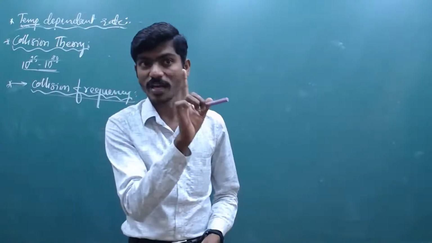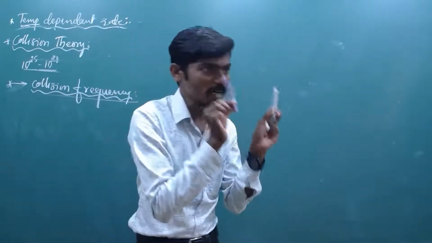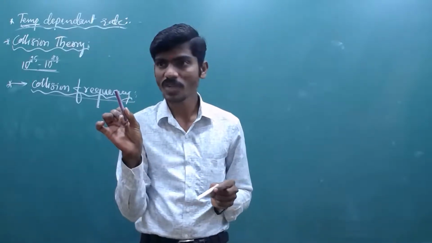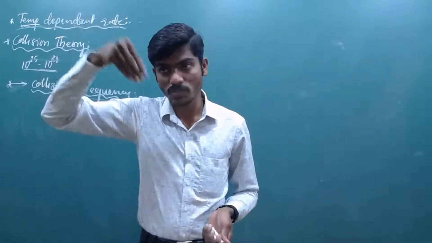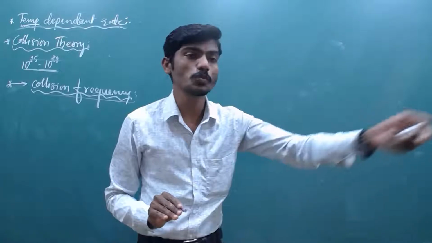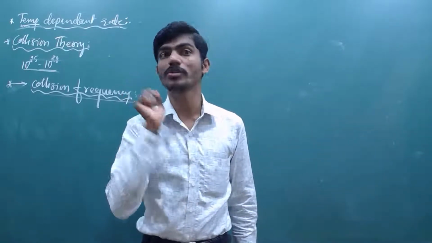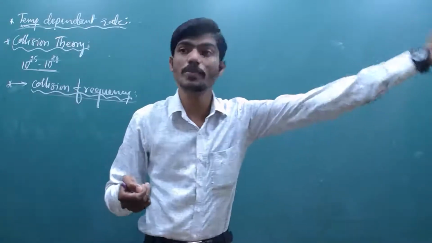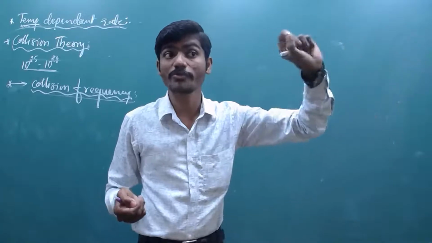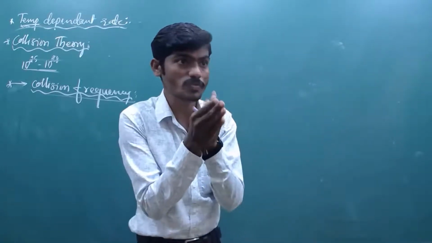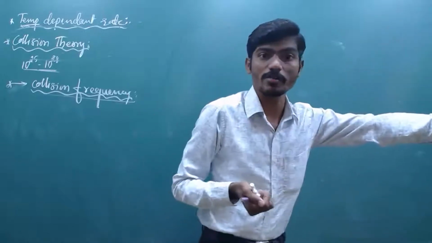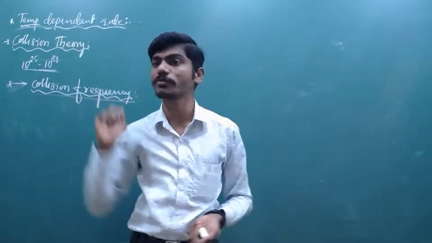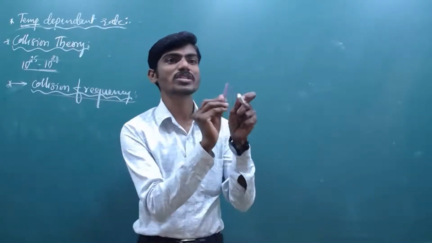That means the first factor is the energy factor. For the reacting species, some minimum amount of energy is required. The reacting species must possess some minimum energy in order to produce the product. That is called the threshold frequency, the minimum energy required to produce the product. If the reacting species has the threshold frequency, then that gives rise to the formation of product. If the energy possessed by the reacting species is less than the threshold frequency, then their collisions are ineffective.